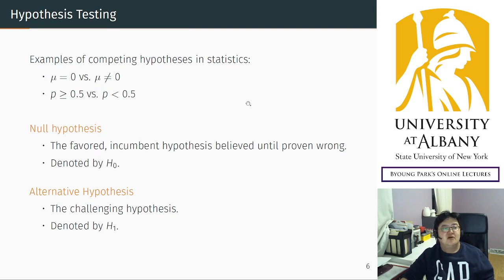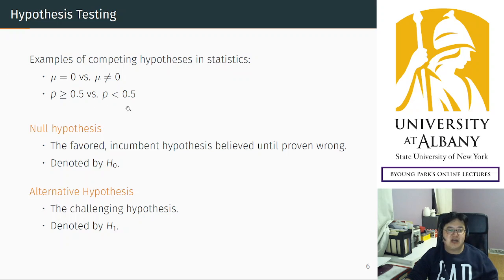So we are doing the same thing in statistics. It's hypothesis testing. So there are two competing hypotheses. In statistics, they say, I believe the true mean is 0, but it may be different from 0. So they are competing. Or the probability is greater than 50% or less than 50%. Those are statistical statements and they are competing. We have to choose one of them and make the decision.